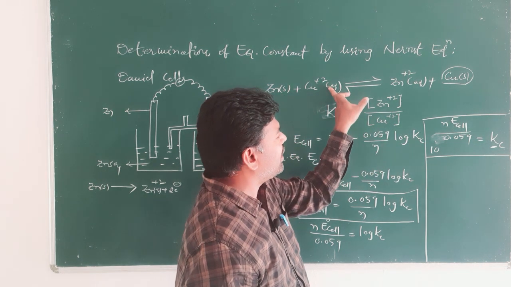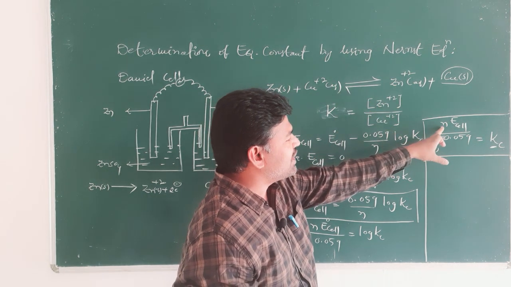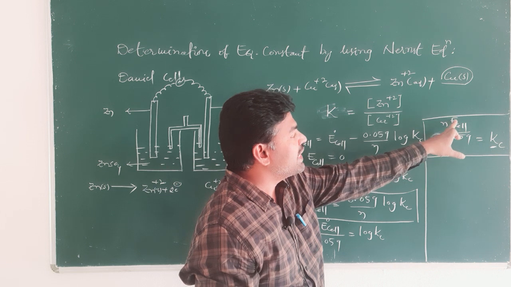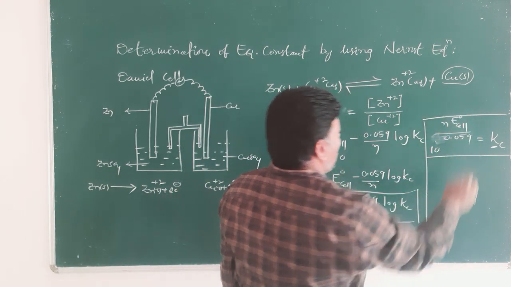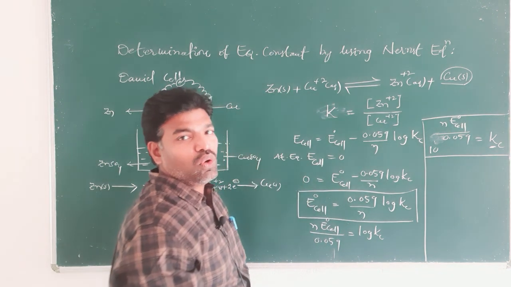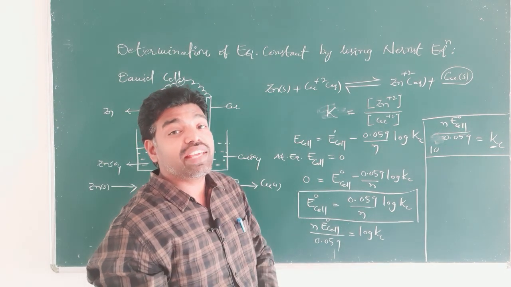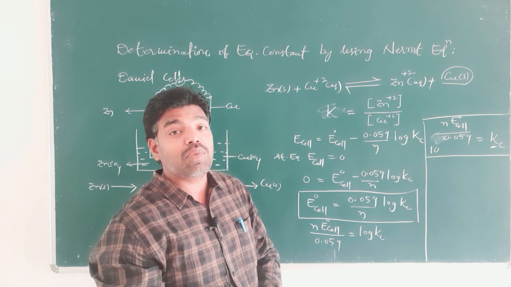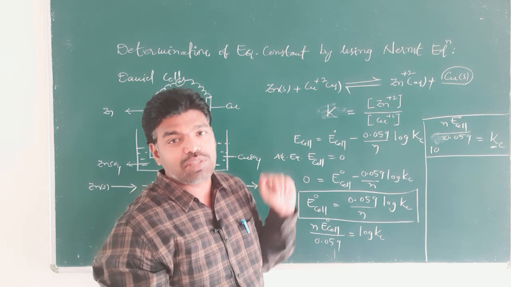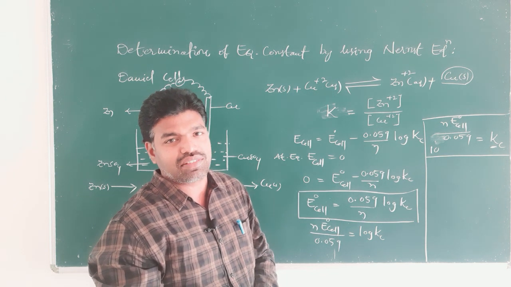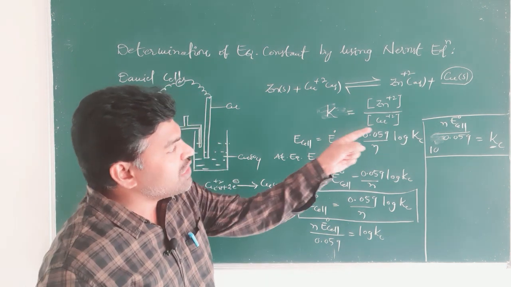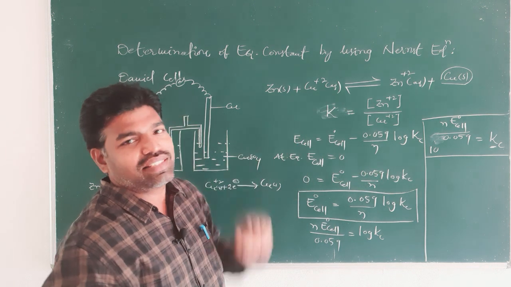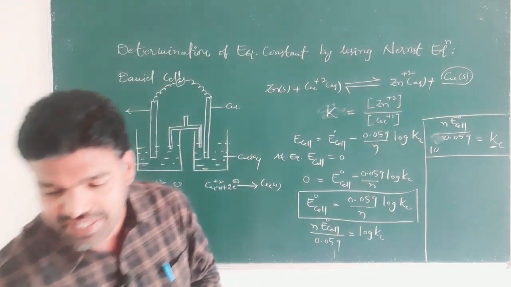We know that the number of electrons transferred for this reaction is 2, but we should know the E naught cell value. By knowing the E naught cell value, we can find the equilibrium constant of the reversible cell reaction, right. So, let us try to calculate the equilibrium constant for this Daniell cell.